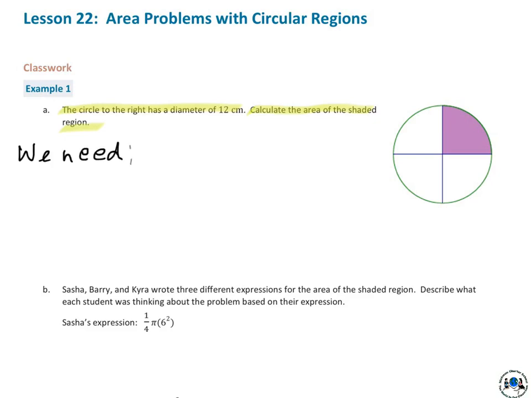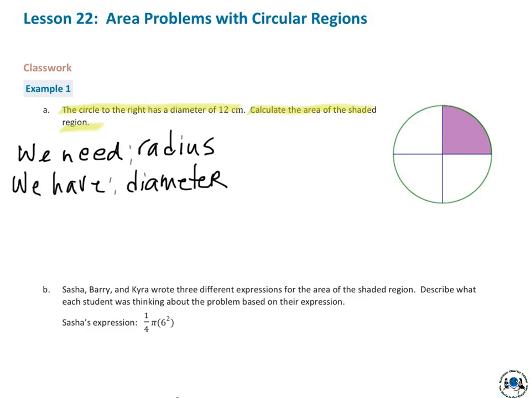So what we need is the radius. We are trying to calculate the area of the shaded region, and that shaded region happens to be part, or 1/4 in fact, of a circle. A quarter circle. So we know it's a circle, therefore we're going to need the radius. What we have been given is the diameter, 12 centimeters. Therefore we know that we have a radius of 6 centimeters.